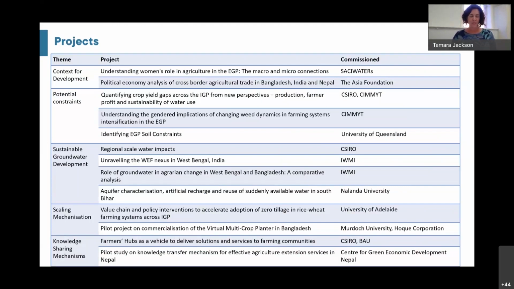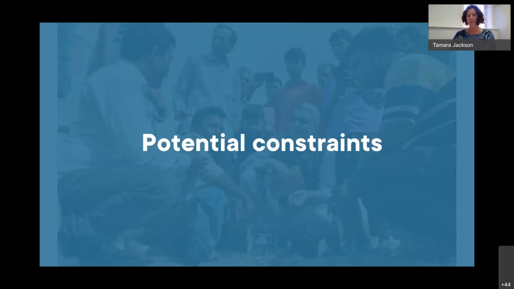So in terms of the potential constraints in implementing and scaling CASI, in a review of SRFSI in 2018, there were some potential constraints to CASI implementation at scale identified. Things like soil health, changing weeds, pests and diseases, water management and agronomic management. And so several projects have been implemented to explore these different constraints.